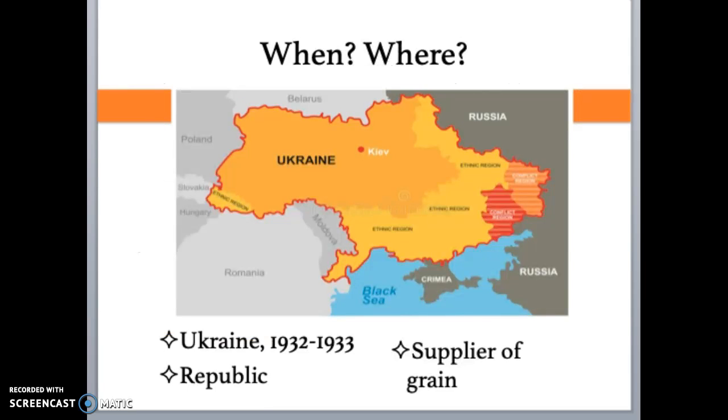The Ukrainian famine, or Holodomor, took place in the Republic of Ukraine from 1932 to 1933. Just to add a little political background, Ukraine was the second biggest republic other than Russia at that time. Also, we previously said that 80% of the population were farmers, and that explains why Ukraine was the biggest supplier of grain, not only for Russia, but for the majority of Europe at that time period.